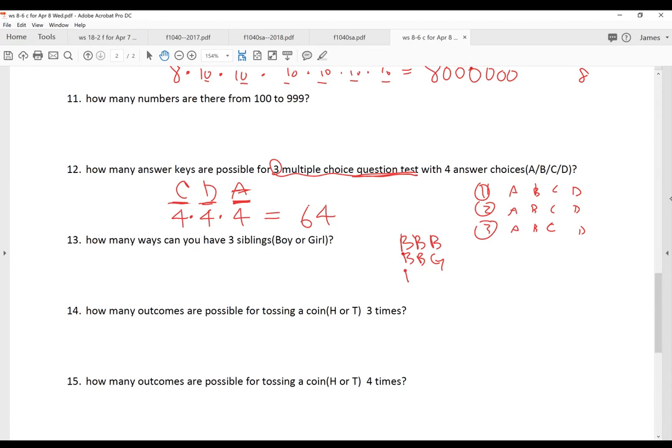What about boy, girl, boy? Isn't that the same? Aren't these two the same thing? No, because we're talking about the oldest, second, and then youngest, right? So these two should be counted separately. It's a different situation. With boy, boy, girl, the youngest one is a girl. If you have boy, girl, boy, the youngest one is a boy. So it's a different situation.